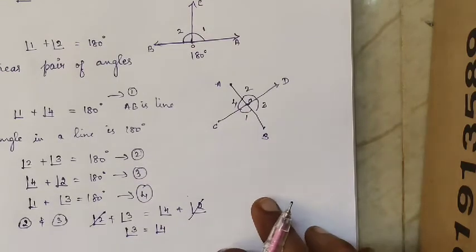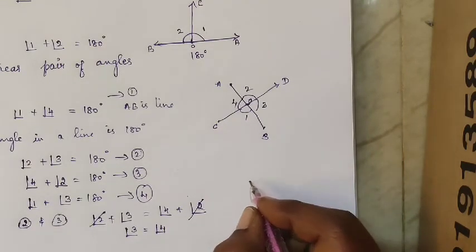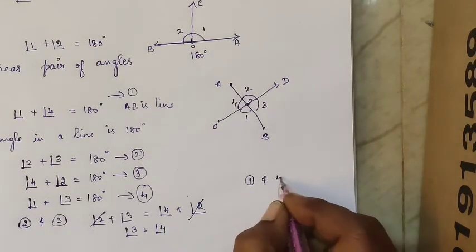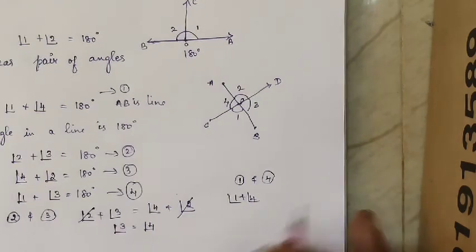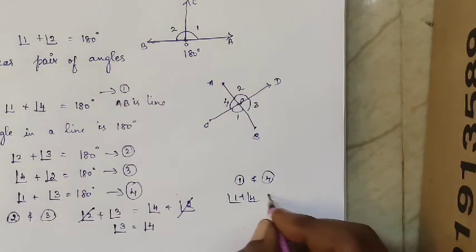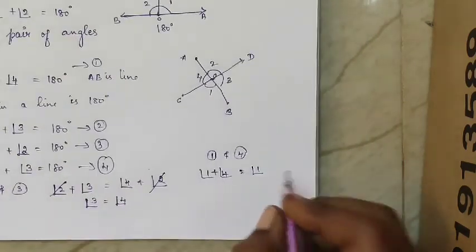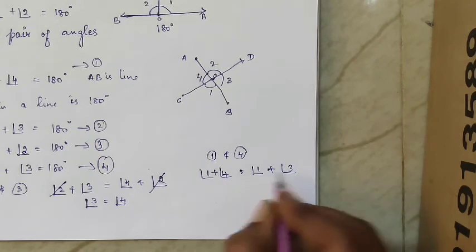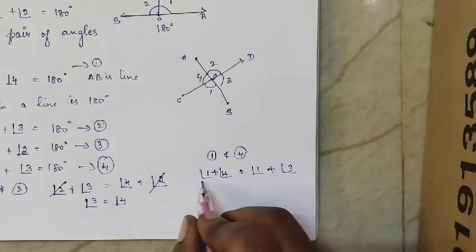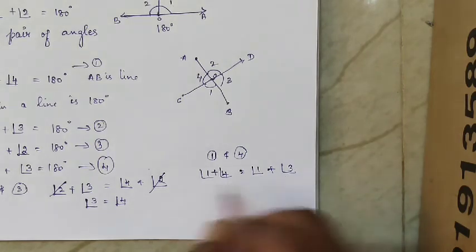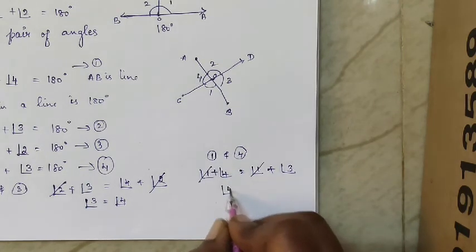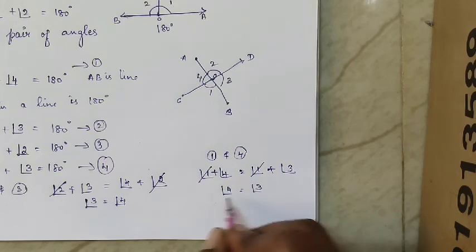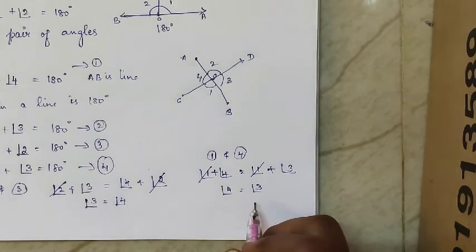Now the same thing we can do with equation 1 and equation 4. Equation 1 is angle 1 plus angle 4, and the fourth equation is angle 1 plus angle 3. Both are equal to 180 degree, so we can say this is equal to this one. Now on both sides I have angle 1. So angle 4 is equal to angle 3. In this also I got that angle 4 is equal to angle 3.